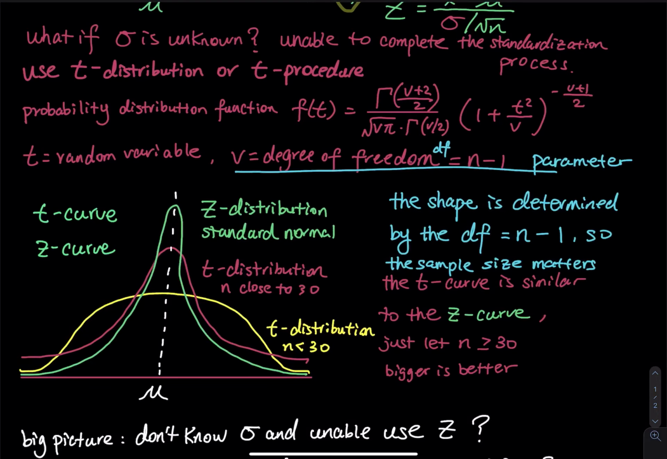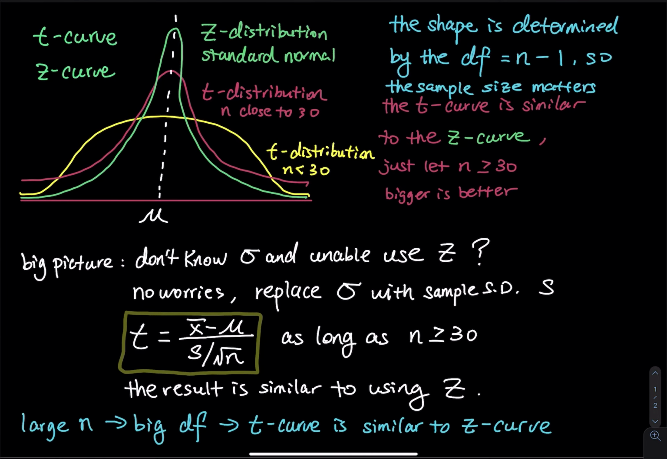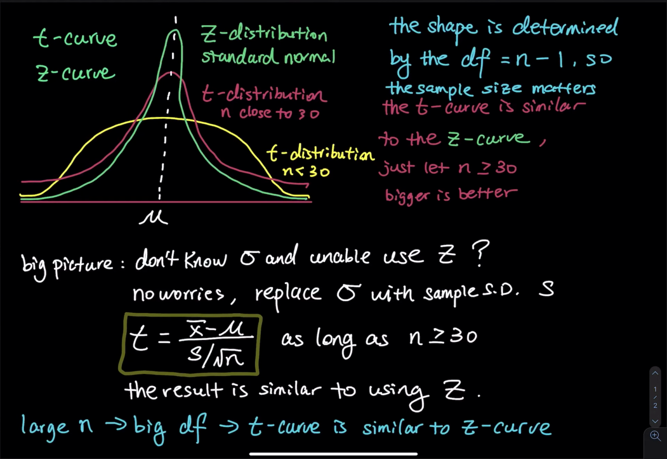So let me give you a big picture of the t-distribution. Why do we use the t-distribution? When sigma is unknown, you are not able to do z anymore, right? You cannot standardize because if sigma is unknown, there is an unknown quantity in the formula, then you cannot find the z. All right, so all we have to do is consider the t-distribution.